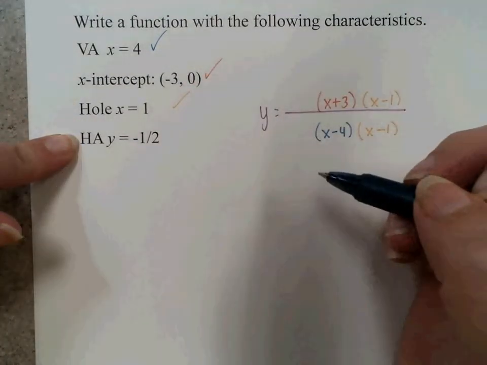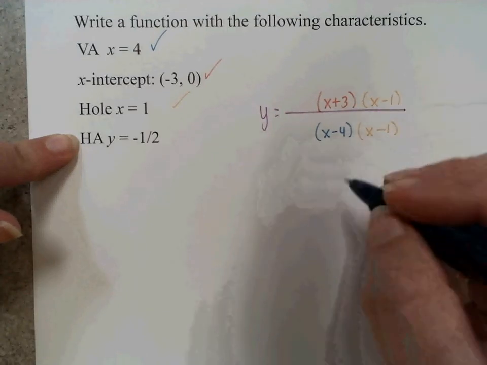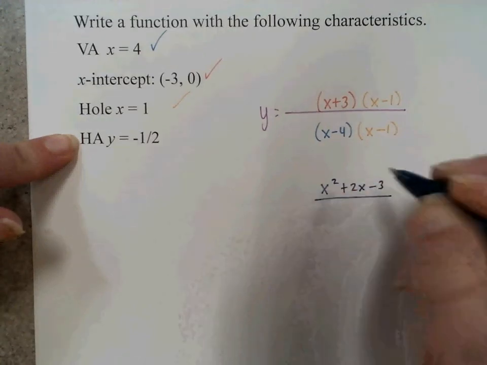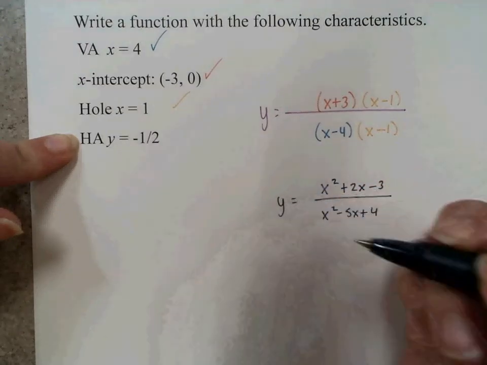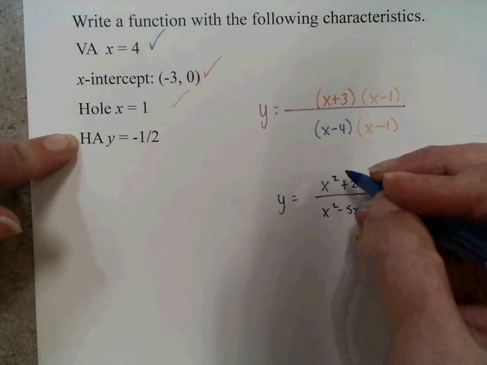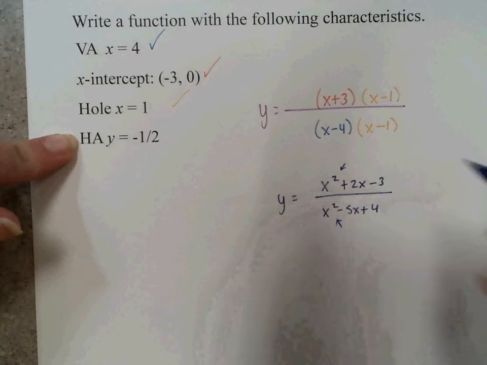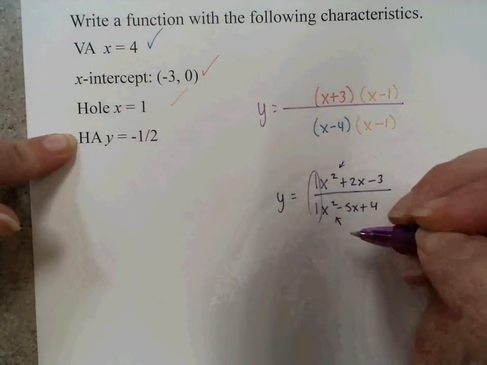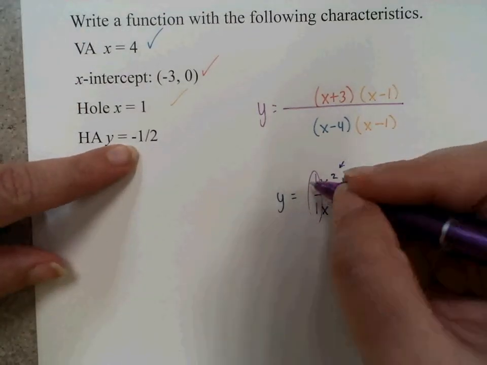And then I need a horizontal asymptote at y equals negative 1/2. Now I'm going to expand this, not because I need to, but just to be able to talk about it a little bit more easily. If you expand the numerator, you get x squared plus 2x minus 3, and in the denominator you get x squared minus 5x plus 4, right? If I asked you, what's the end behavior, or the horizontal asymptote, I would hope that you would think, okay, let me look at the powers, right? So the highest power in the numerator and the highest power in the denominator are the same, which means if you go back to our rules, it's the ratio of the leading coefficients, 1 divided by 1. That would be 1, but I need it to be negative 1/2.